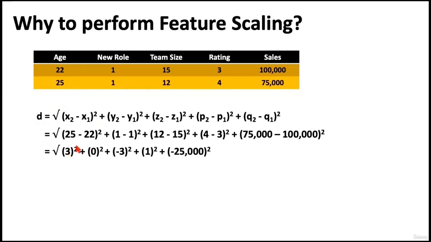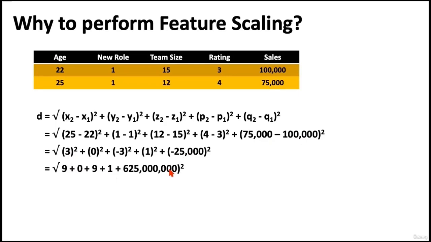25 minus 22 is 3. We're squaring and adding. 1 minus 1 is 0. So on and so forth. 75,000 minus 100,000 is negative 25,000. And that's what we're going to square. Like I said, because these are squared differences, whether you write 100,000 minus 75,000 or 75,000 minus 100,000 would not make a difference. Let's simplify this further.